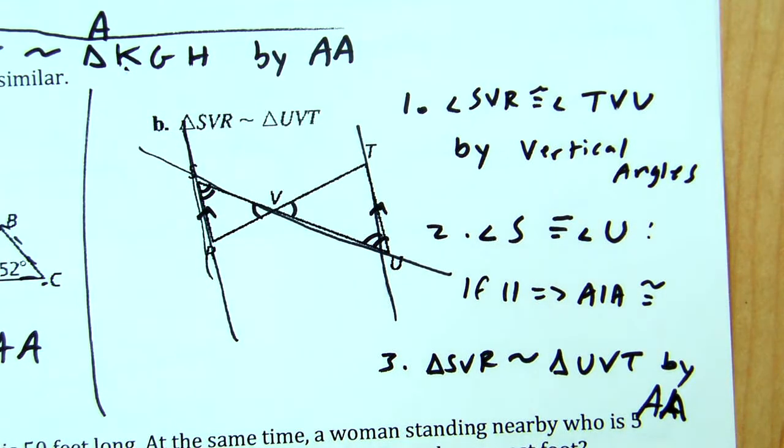So embrace it, because we're going to learn a few more theorems. The only one you have at your disposal right now is angle-angle. So what you should be trying to do is prove two angles congruent. And if you do that, then you've basically finished your proof. Any questions?